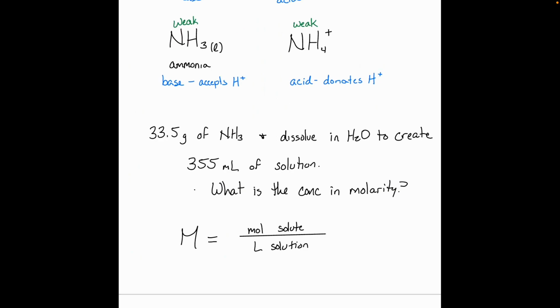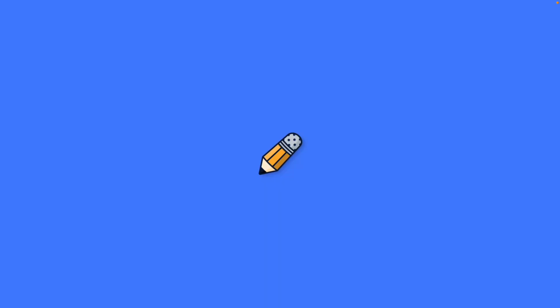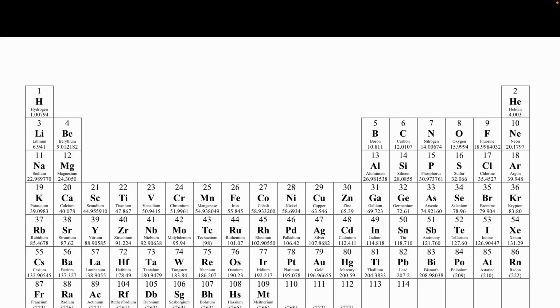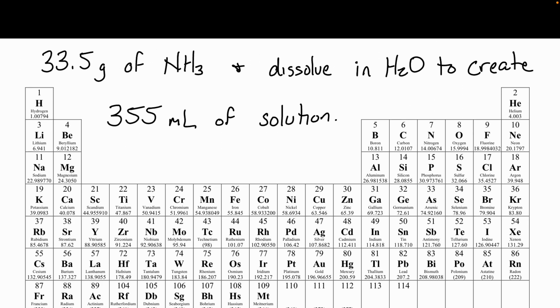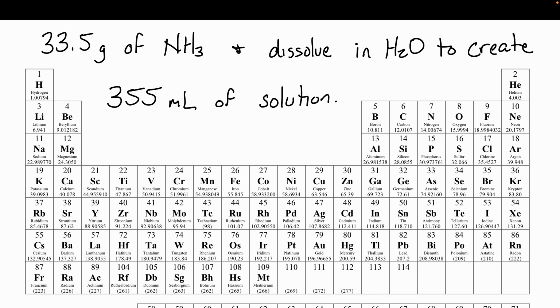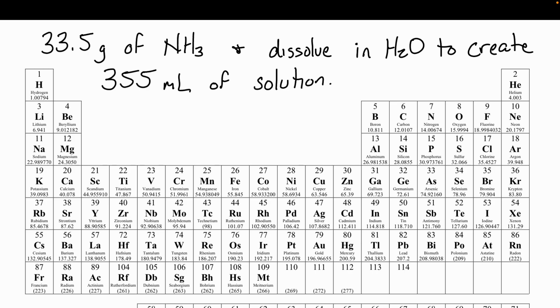So let me take this so we can see these numbers. And since we're asking for moles over liters, we're going to need to rewind back to our 1A knowledge and use our periodic table to calculate the number of moles of ammonia we have. The molar mass of ammonia is the molar mass of nitrogen plus 3 times the molar mass of hydrogen.